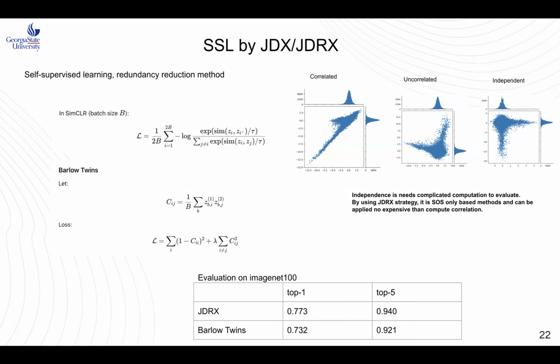So I tried changing the Barlow Twins objective to the GDX objective and tested it on ImageNet-100, and it indeed outperforms Barlow Twins. For top one there is a 4% increase, and for top five a 2% increase. So I'm thinking this one can be implemented further and submitted to a conference recently.